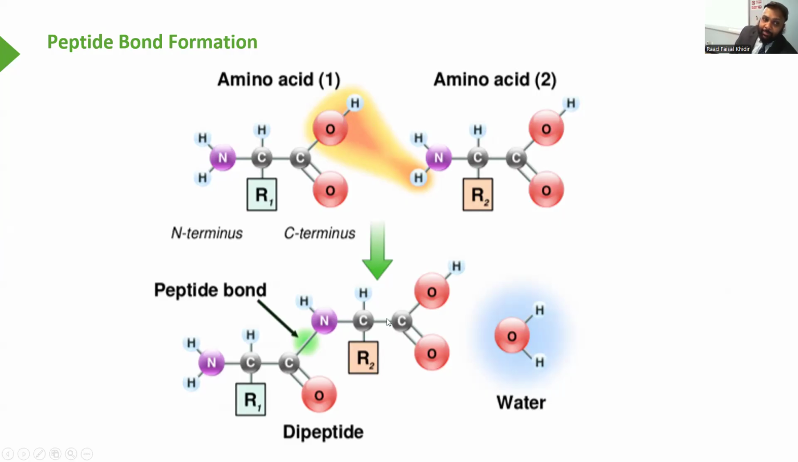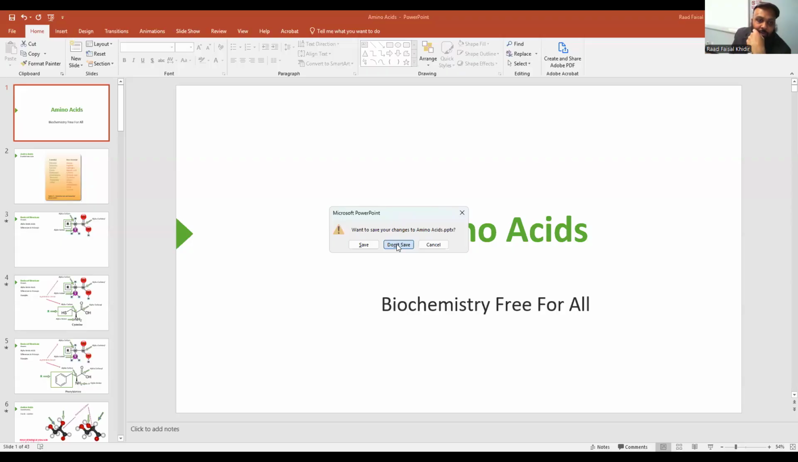Then I make my peptide bond through dehydration synthesis, anabolism, bond formation, endergonic. Heat has been removed, exothermic. Any questions? All right, that's the amino acid done. Let's move on now to the next one.